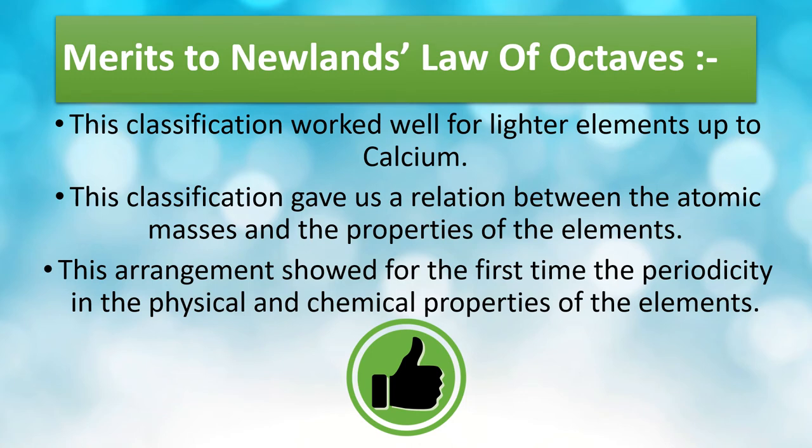Now let's look at the merits of Newlands law of octaves. This classification worked well for lighter elements up to calcium. This classification gave us a relation between the atomic masses and the properties of the elements. This arrangement showed for the first time the periodicity in the physical and chemical properties of the elements, in this case with every eighth element.